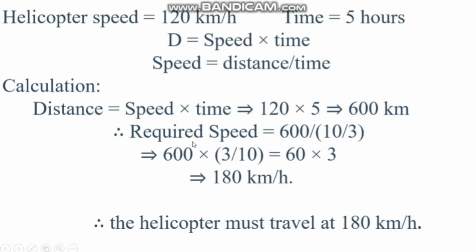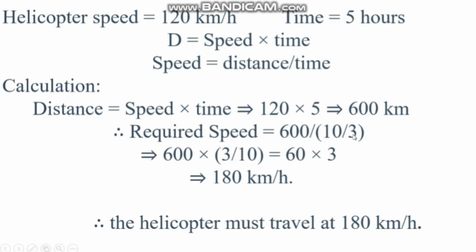Then we have to find the required speed. Speed is equal to distance divided by time. We have calculated the distance, that is 600. The time, as given in the example, is 10 by 3.